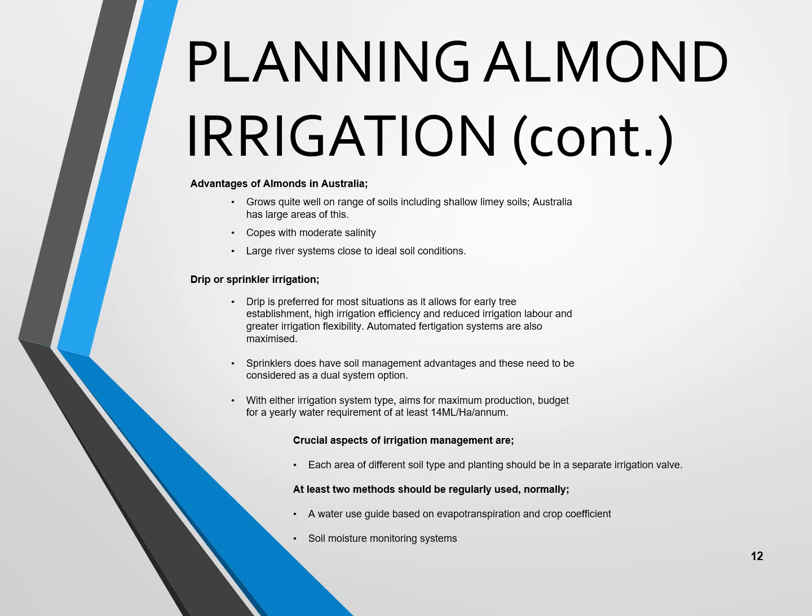With either irrigation system type, we aim to budget for a yearly water requirement of at least 14 megalitres per hectare per annum for maximum production. One aspect of irrigation management in the design phase is valve. With this irrigation management, we would also like to have a water use guide based on evaporation and crop coefficients, and ideally soil moisture monitoring systems to help with irrigation.